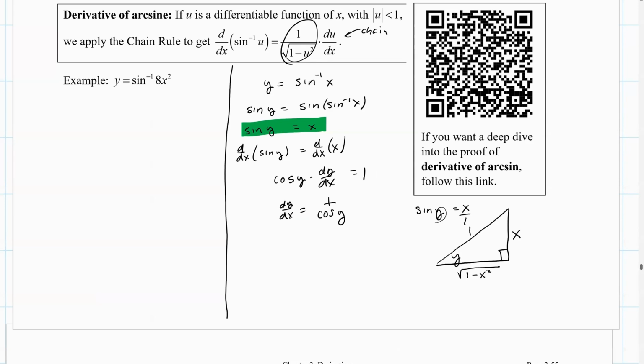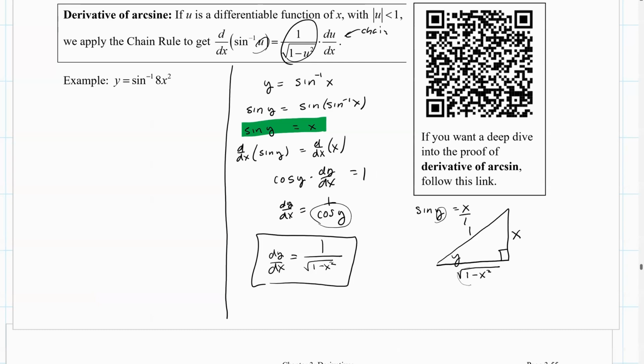Now, I ask the question, what is the cosine of y? The cosine of y is the adjacent divided by the hypotenuse. And I could write over 1, but I don't have to, because it's just dividing by 1. Hey, the derivative is 1 over the square root of 1 minus x squared. And if we write it generally, then it's u.